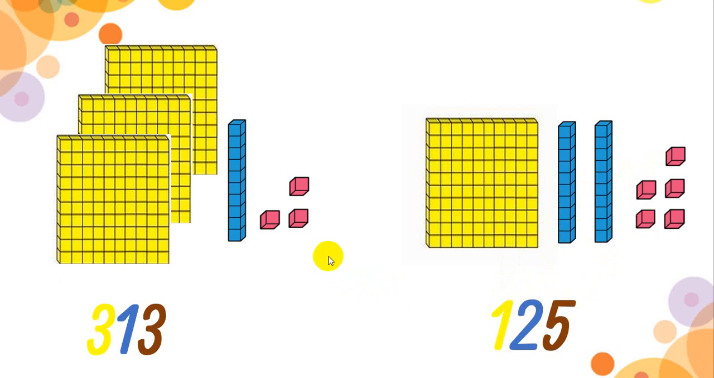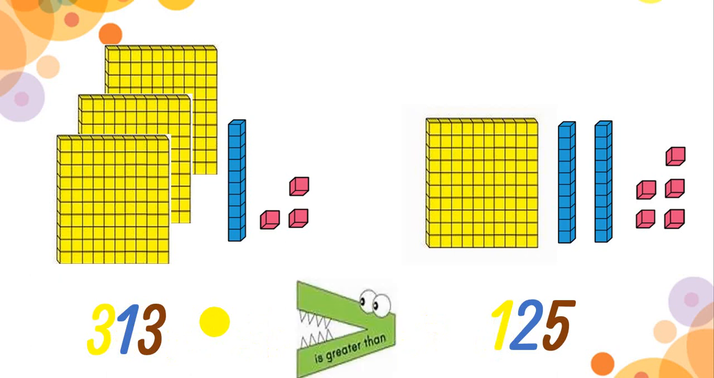Now I'm going to compare these two numbers using greater than or less than. When we compare three-digit numbers, we should look at the hundreds places first. In this number, we have digit 3 in the hundreds place, and in this number we have digit 1 in the hundreds place. 3 is greater than 1, so 313 is greater than 125.